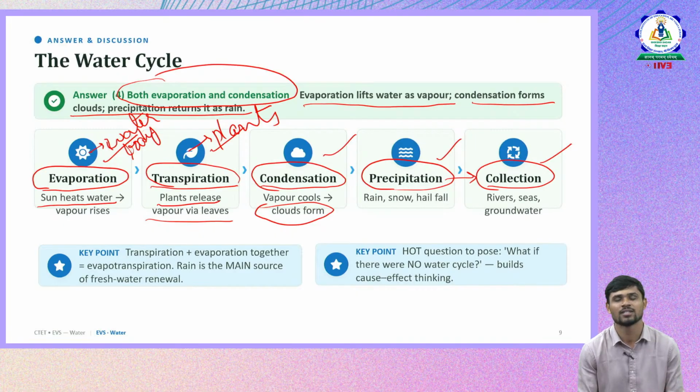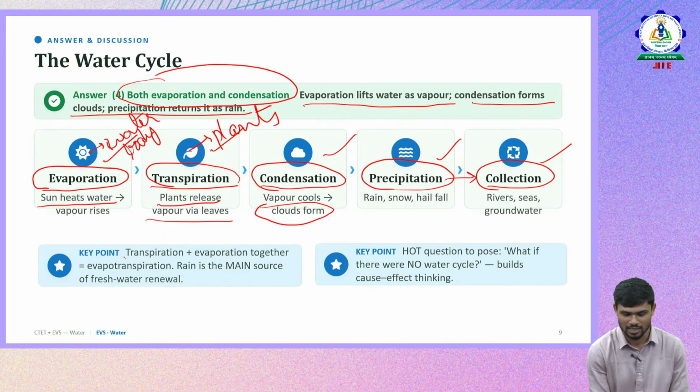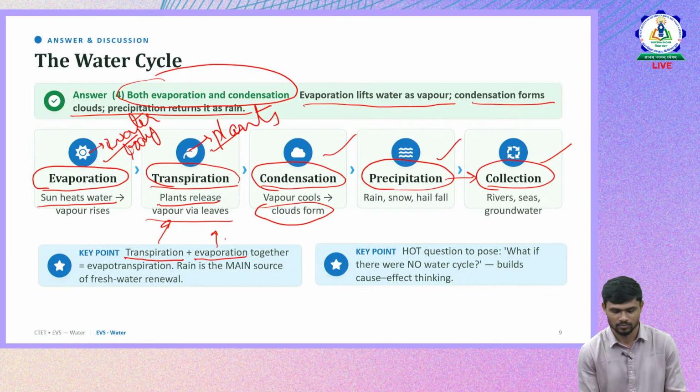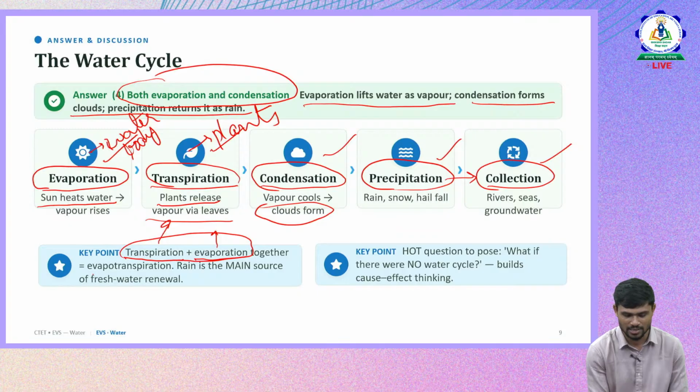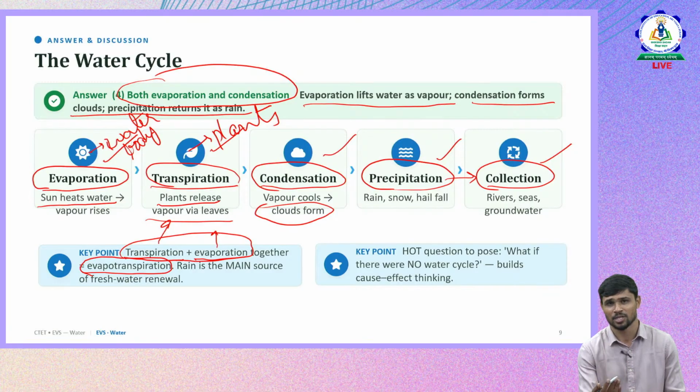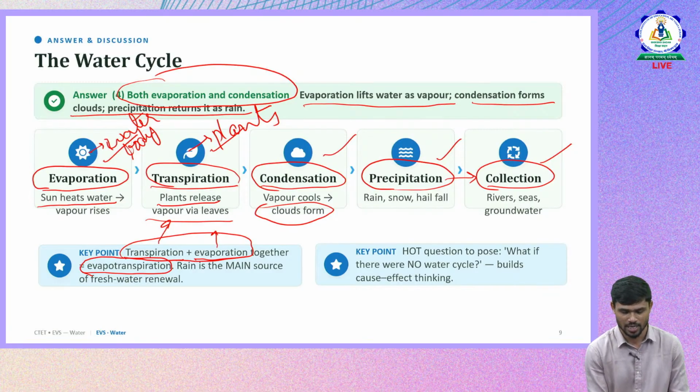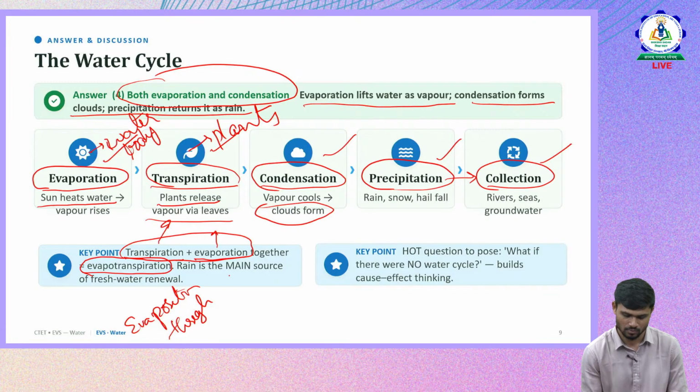This is how a stable amount of water is maintained on Earth. So the key point here is transpiration. Don't forget the difference between transpiration and evaporation. One is in plants, the other is in water bodies. But what about transpiration and evaporation together? What is it called? It is called evapotranspiration, because evaporation is happening through transpiration.